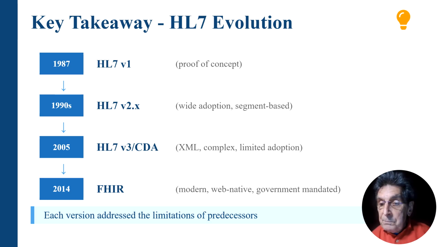implementations. Then in 2005, we had version 3 and the CDA to try to address this variability by introducing XML and a formal reference information model. The approach was rigorous, but the complexity limited its adoption. CDA documents caught on, but V3 messaging didn't replace V2 as they had hoped.